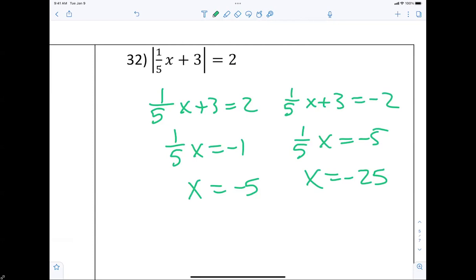If one of the answers is positive and the other one's negative, how can the answer still be negative? Remember what I told you. Absolute values cannot equal a negative. The solutions can be negative. The absolute value cannot equal a negative. That's the difference. All right.